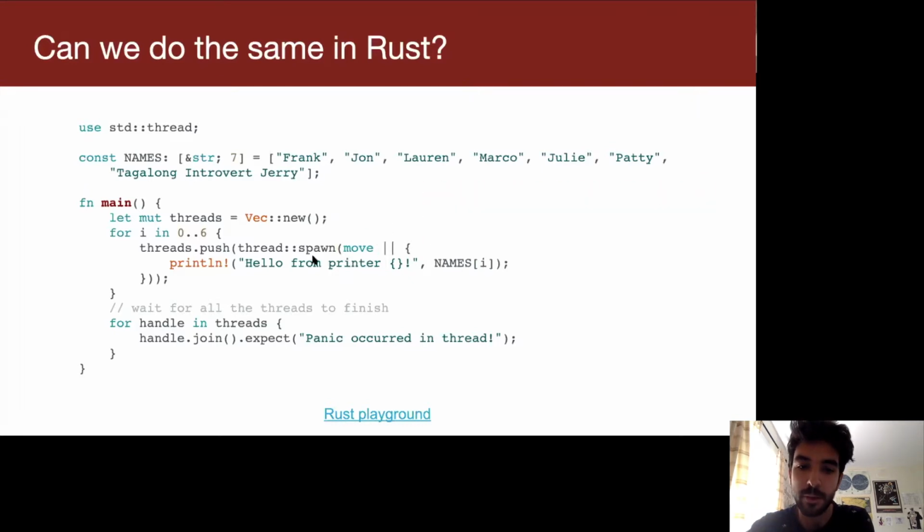So this move keyword says capture everything that I reference, right? Because i is referenced here, this move keyword says I'm just going to move this i, which effectively is a copy here, because i implements the Copy trait, right? It implicitly figures out what we're capturing.